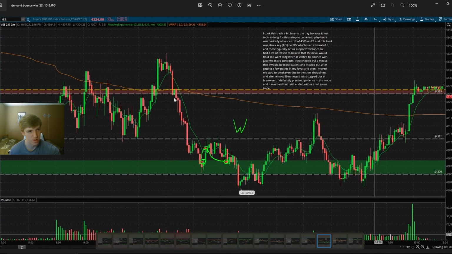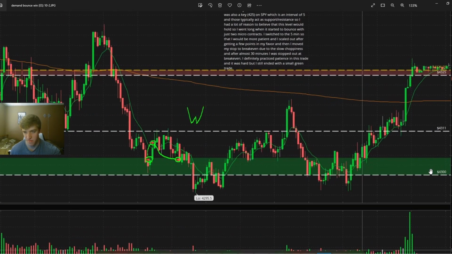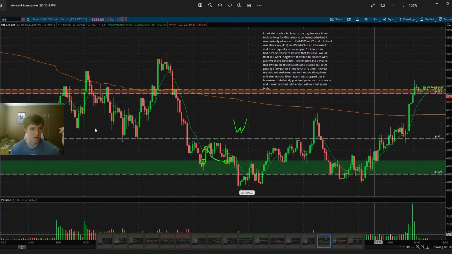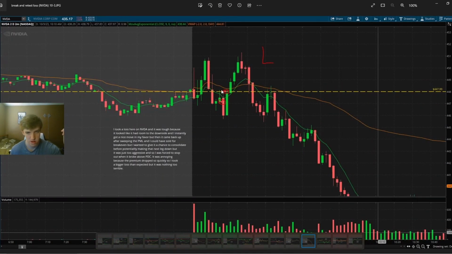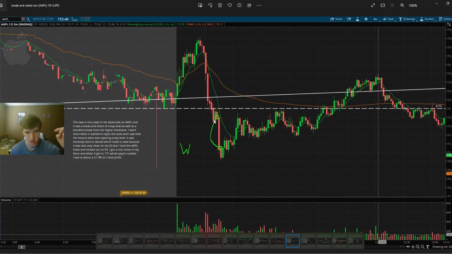This is a demand bounce, went on ES, went for the bounce off of the 4300 level, made a small profit there. Nvidia, I took this break and retest, went in my favor, and then bottom worked very quickly, so I took a loss. This was a nice win on Apple, did a break and retest of the pre-market lows, went short, got a nice move in my favor, and took profit.